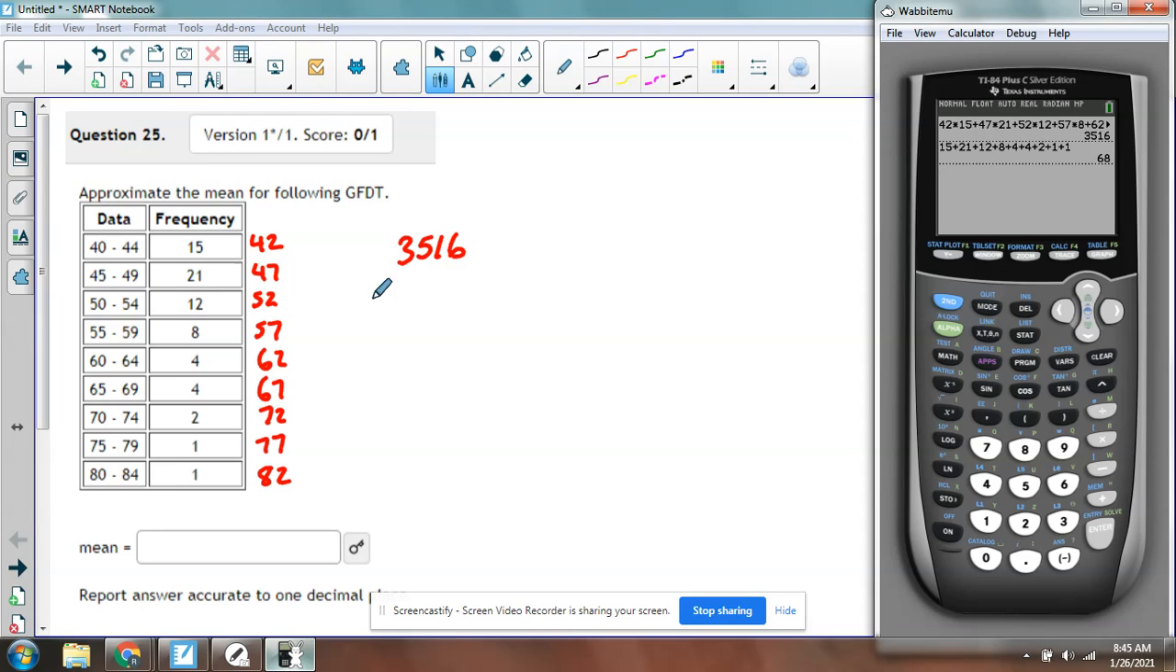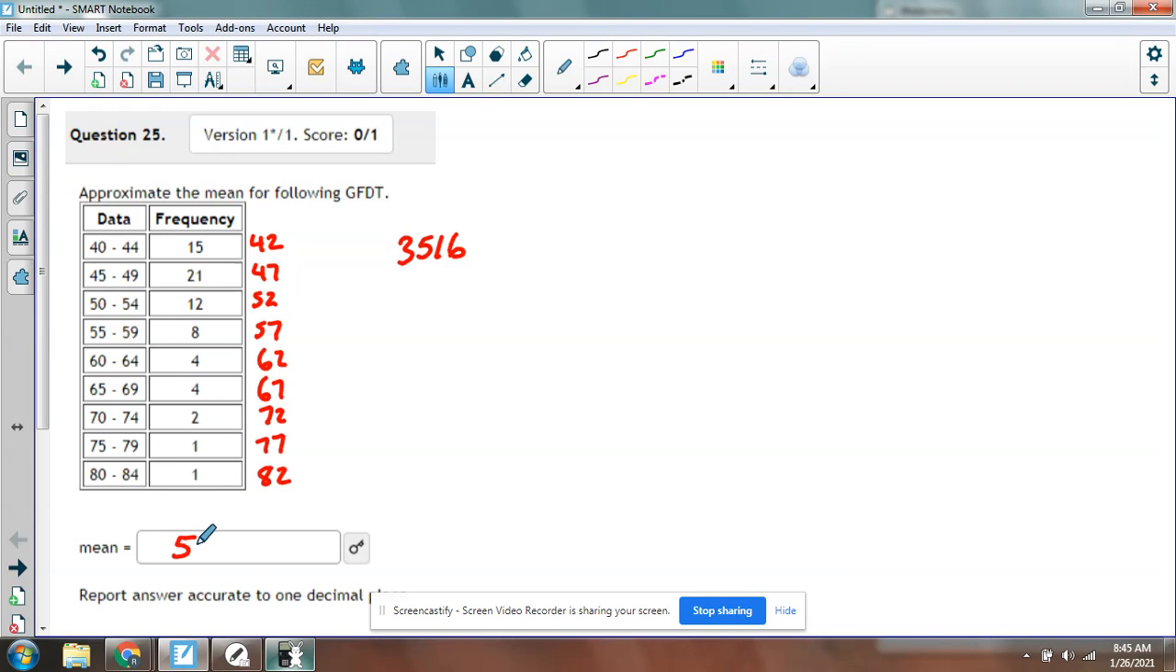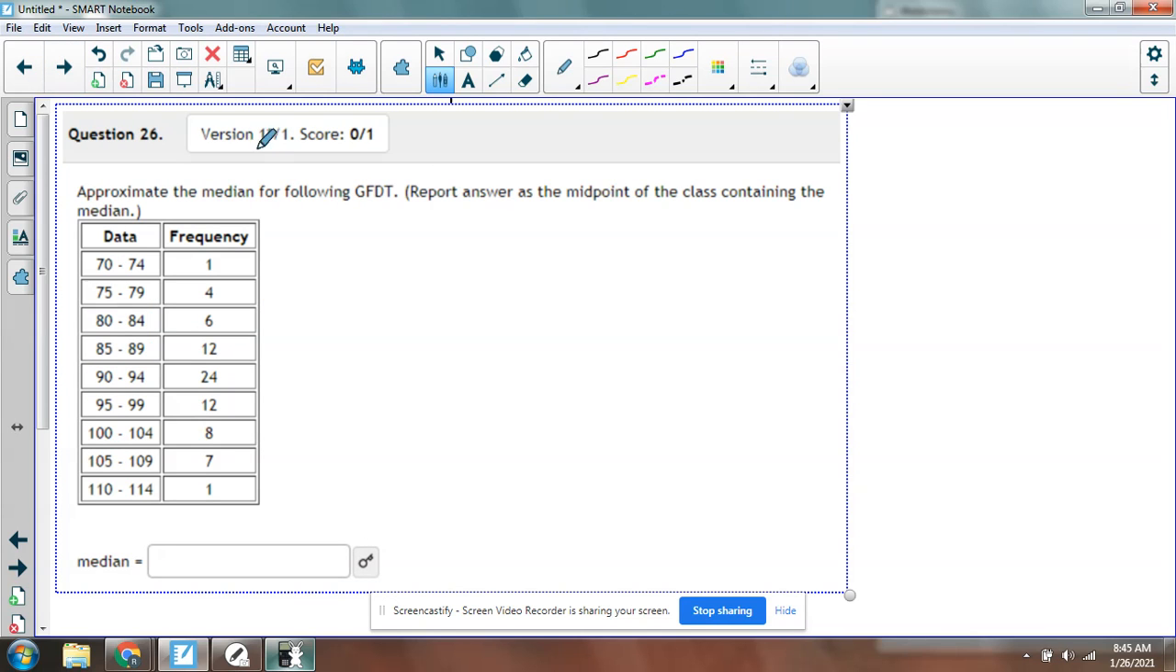I'll divide 3,516 divided by 68. So I get 51.7, one decimal place would be 51.7. Okay, 26 works the same way, and we're just going to assume every single one of these is the midpoint. So find the median.